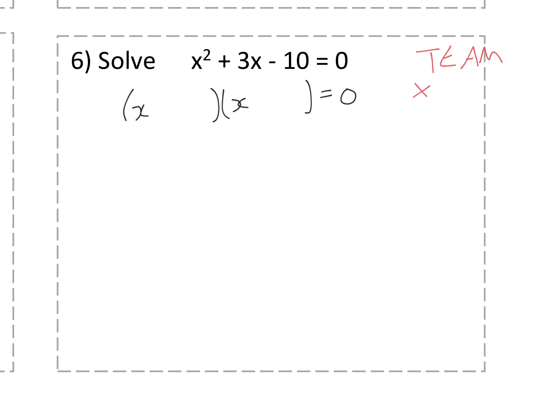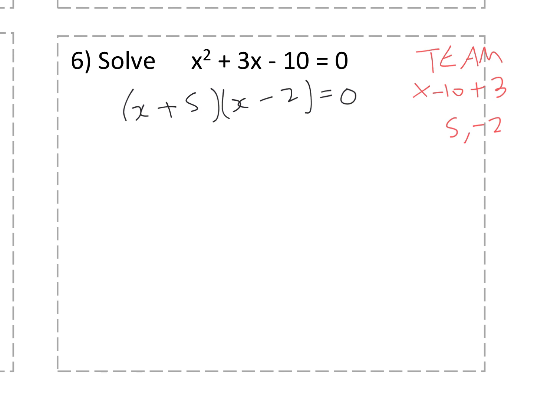Times to give the end number, the end of this quadratic, which is minus 10. Add to give the middle number, which is 3. And what two numbers times to give that? Well, we're going to have a 5 and a minus 2. So that would be x plus 5 and x minus 2.